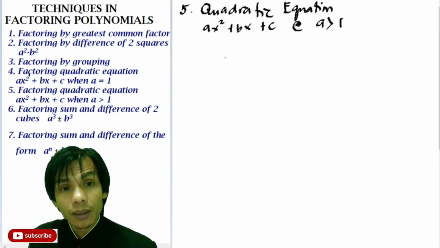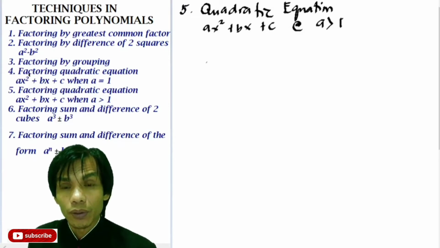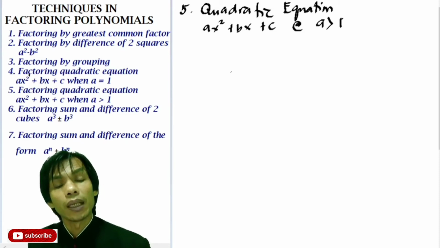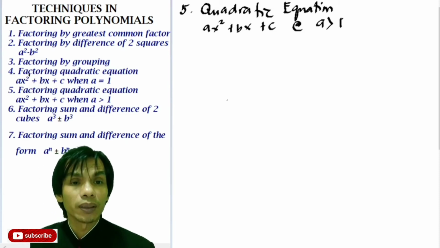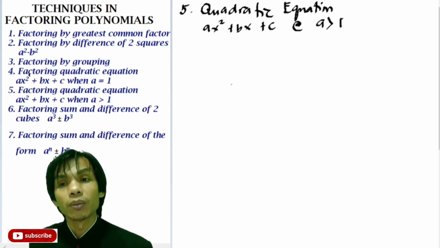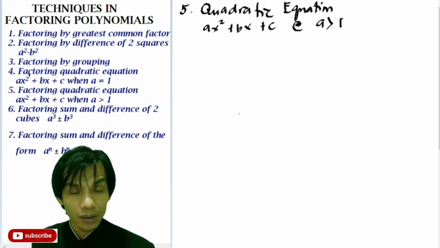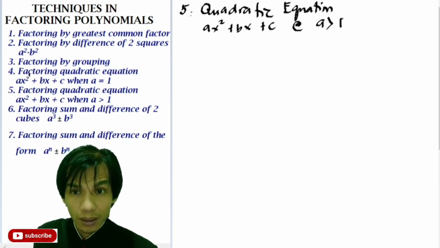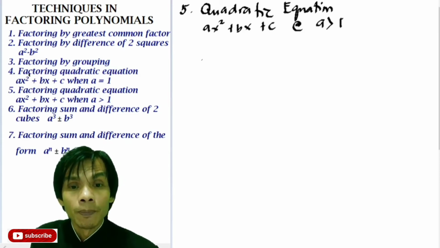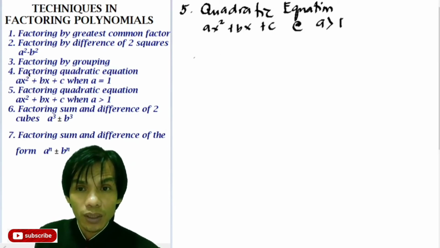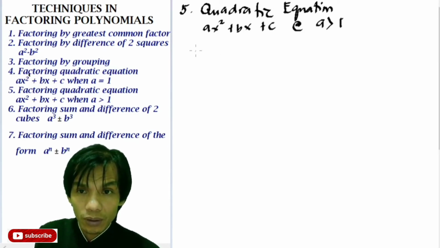Okay, puntahan naman natin yung technique number 5. It is quadratic equation in the form ax squared plus bx plus c wherein a is greater than 1 naman. Kanina ay a is equal to 1. Ngayon, paano naman kapag yung A is greater than 1? So, meron ng coefficient yung x squared natin, numerical coefficient. So, what we will do, tingnan natin yung isang example na to. I'll give you an example.